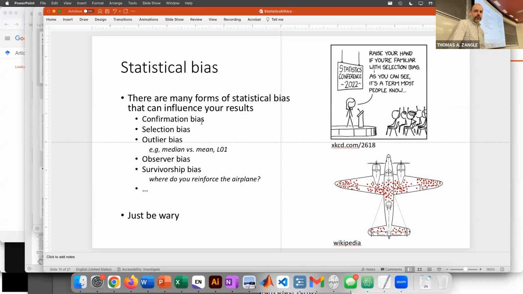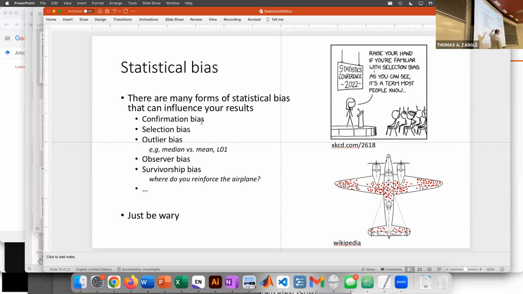There are, again, though, a number of potential pitfalls in sampling that fall into this area of statistical bias. You've probably heard of many of these things like confirmation bias, selection bias. Selection bias is shown up there in the upper right. They're at a statistics conference, and the speaker says, "Raise your hand if you're familiar with selection bias." And obviously, it's a statistics conference where everybody raises their hand. So as you can see, it's a term most people know, right? That's just a direct example of selection bias. It's a group where obviously everybody there knows about this topic. You'd get a different answer if you went downtown Salt Lake or something and stopped random people and asked them.